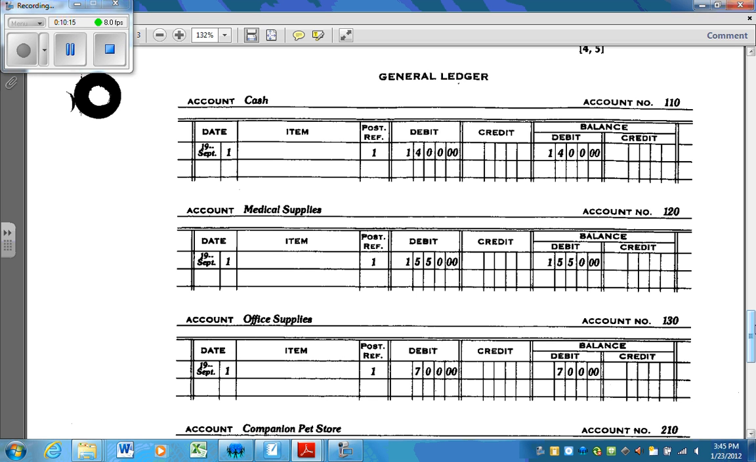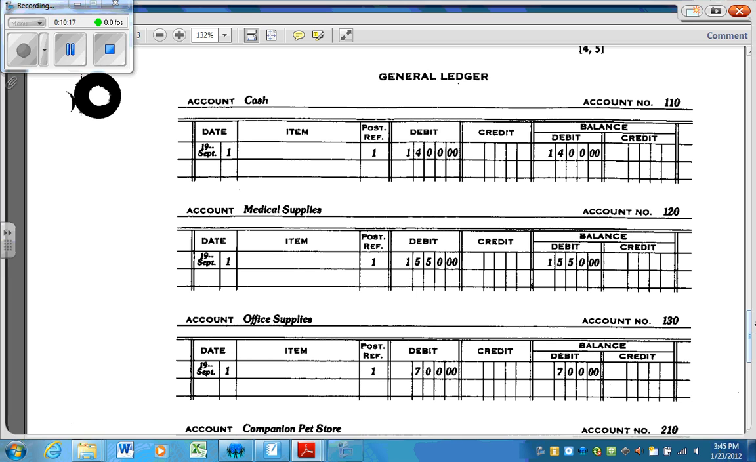Okay, so you open a ledger account by putting the account name in. So let's just say cash. From our chart of accounts, we gave cash an account number of 110. So you open that up with 110.